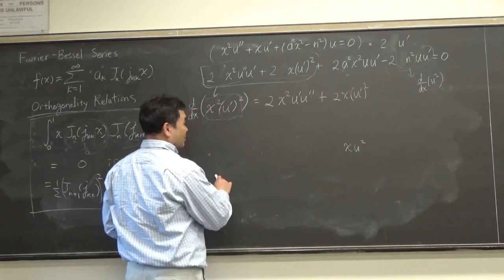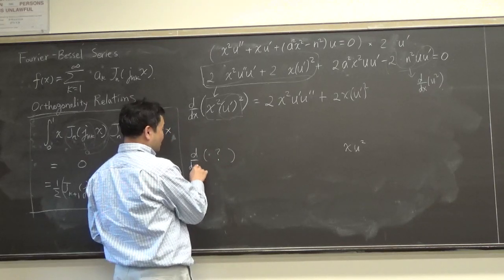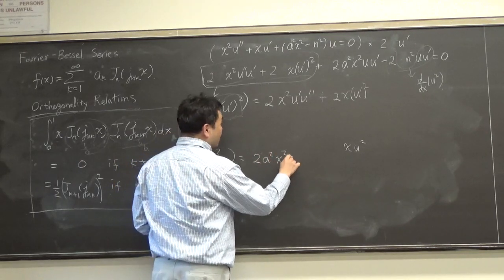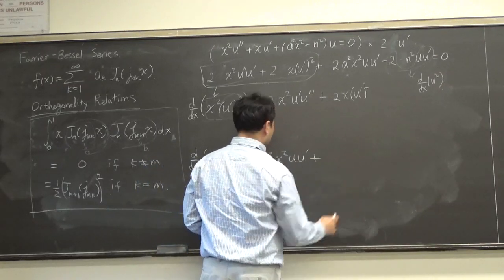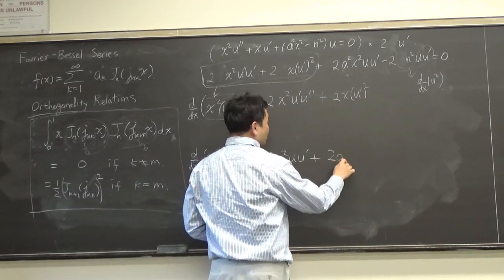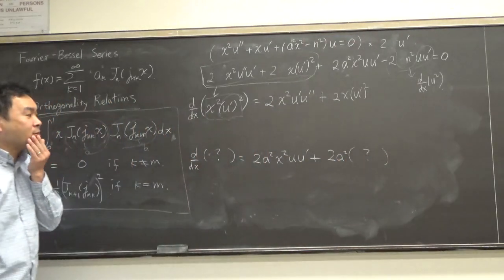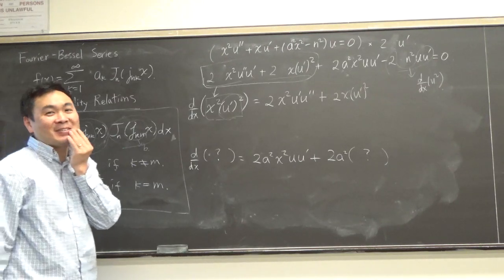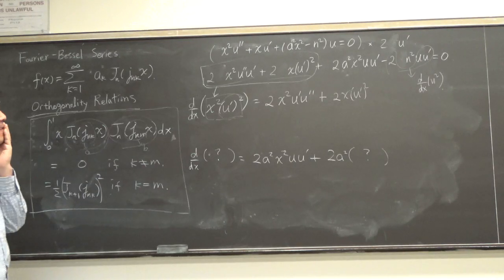So we want to say something differentiated should give you 2a squared x squared u prime plus 2a squared something here. What goes in there? Can you figure it out? Oh, that's like a puzzle. 2a squared x squared u squared.